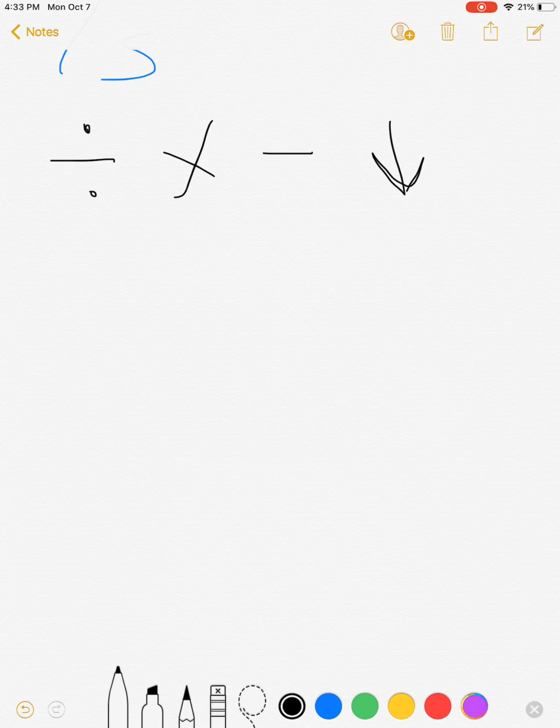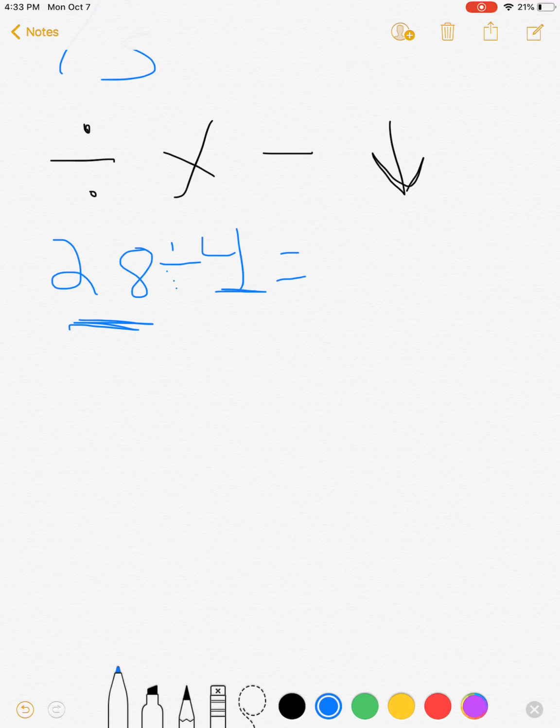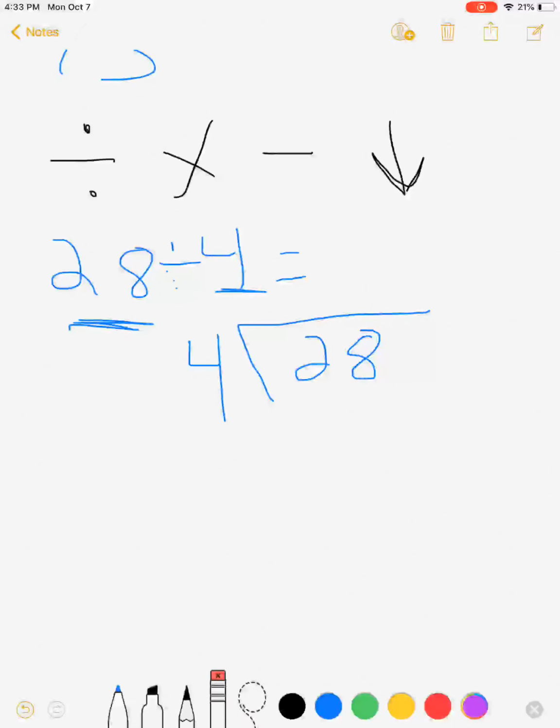So the first problem we have, I have 28 divided by 4. Ms. Durham is writing in fractions: 28 divided by 4. Now remember, I said this first number is the dividend, and then the second number is the divisor. So I'll draw my symbol. The dividend goes on the inside, and the divisor goes on the outside.